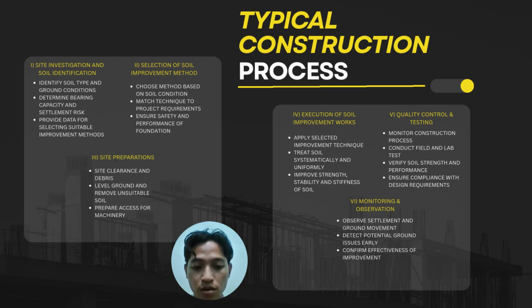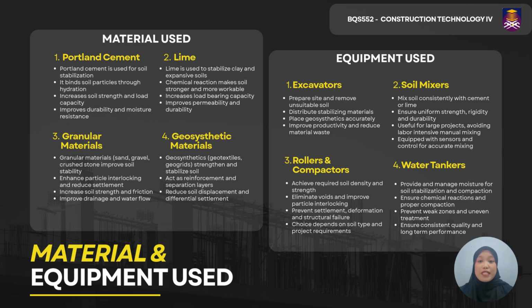the effectiveness of the improvement. Now I will explain the materials and equipment used in soil stabilization. Materials include Portland cement to strengthen soil, lime to stabilize clay and reduce moisture effects, granular materials like sand and gravel to improve structure, and drainage and geosynthetics such as geotextile and geogrid for long-term reinforcement. Equipment includes excavators to prepare the site and place materials, soil mixers to mix soil with cement and lime evenly, rollers and compactors to achieve proper density and stability, and water tankers to control moisture, aid compaction and manage dust.